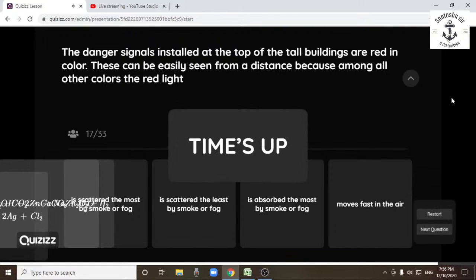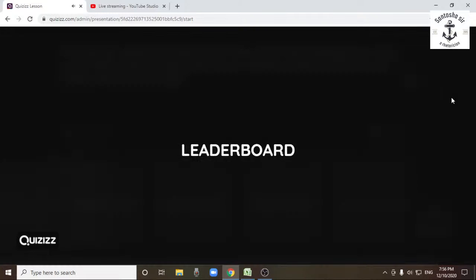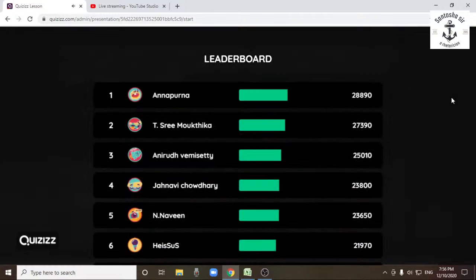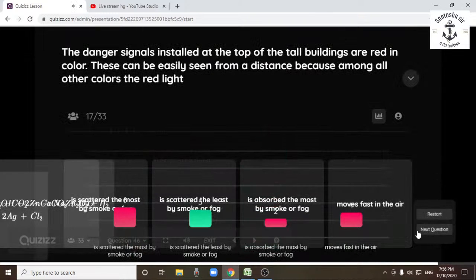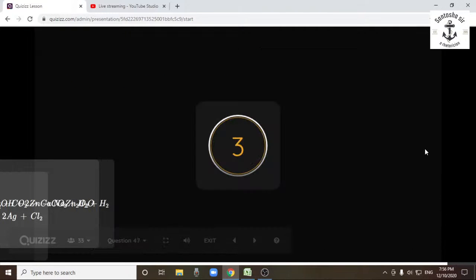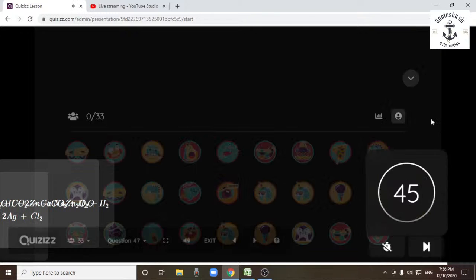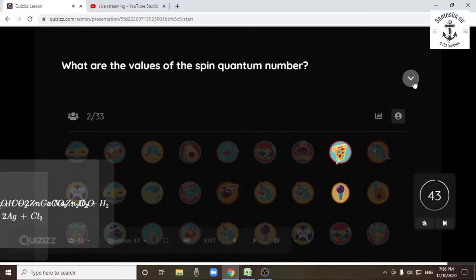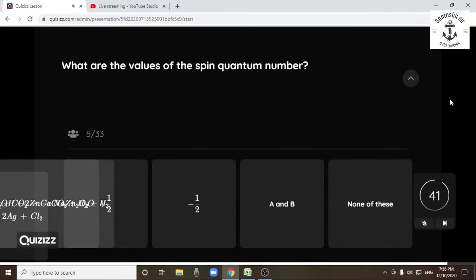Time is up. 17 members only answered out of 33 participants. There is no change in the leaderboard scores. 5 members answered it right. Moving on to the next question, question number 47. What are the values of the spin quantum number?